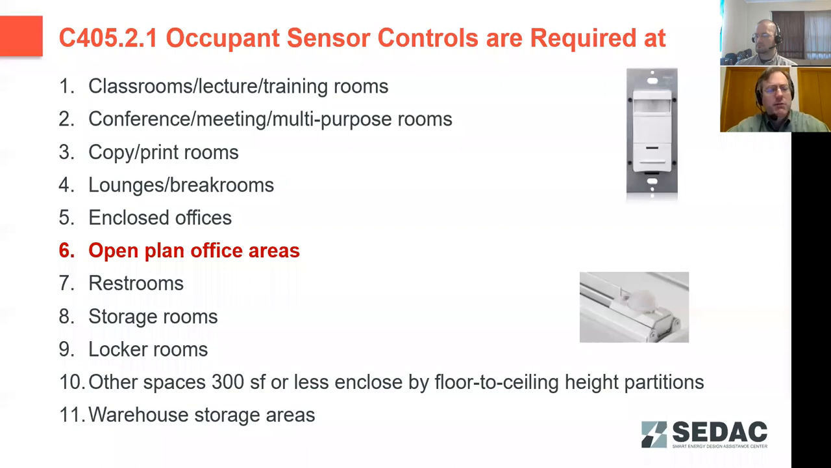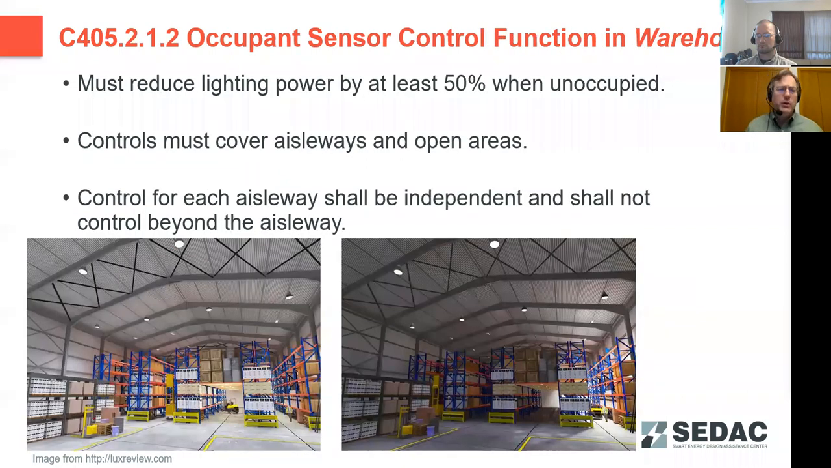New to the 2018 version is open plan office areas. They also made a slight tweak in the language for warehouses, specifying that that's the storage areas. Warehouse buildings typically have several different space types in them. So warehouse storage areas would have a separate requirement from the restrooms or the office areas. With these, the code calls out a few different ways. First, it calls out warehouses, second, open plan offices, and third is everywhere else.